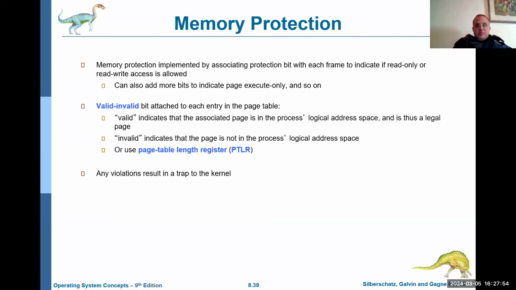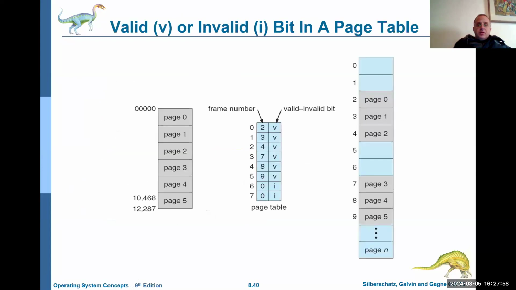Memory protection. So let's just go to the picture here again. I always like to have the picture really first. These are the pages that the program is using, pages 0 through 5. And of course, it used them as memory location 0 up until memory location 12,287.